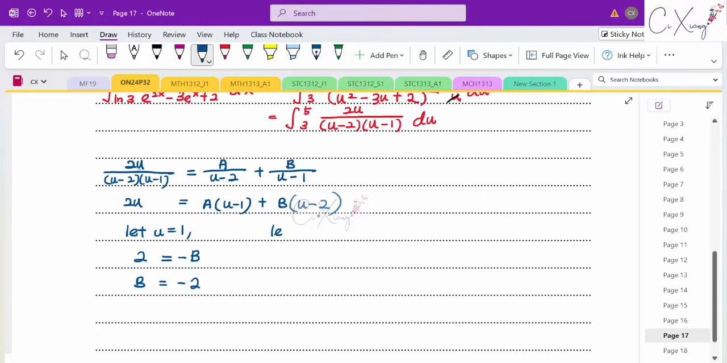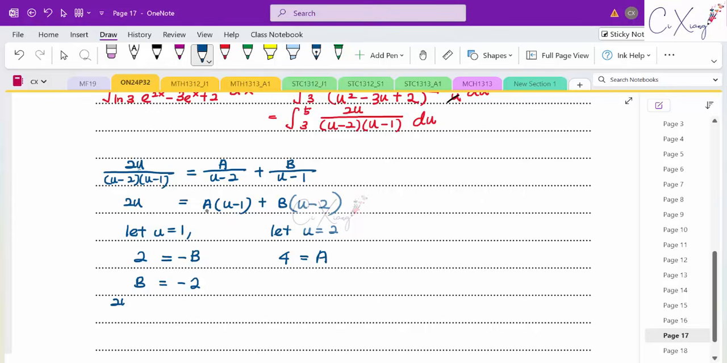After that, for the value of A, I will let u equals 2, because I know that 2 minus 2 is a 0, the B will disappear, and I can get the value of A easily. When u equals 2, 2 times 2, you get a 4. Then 2 minus 1 here, you get a 1. 1 times A is A. So your A is 4.